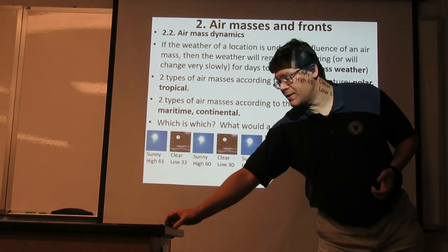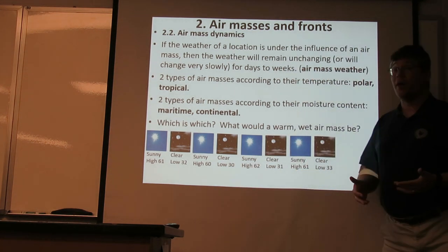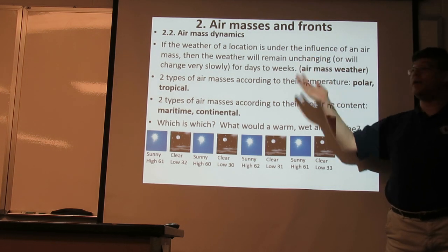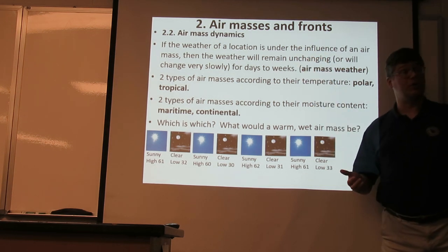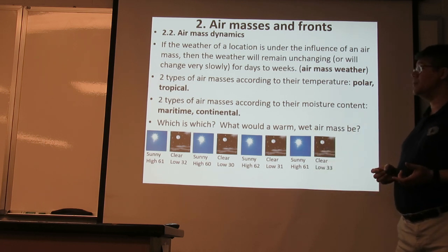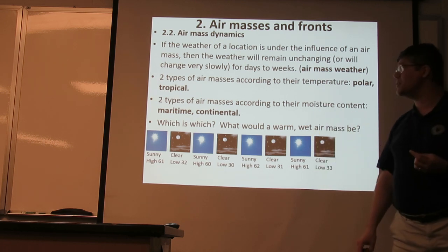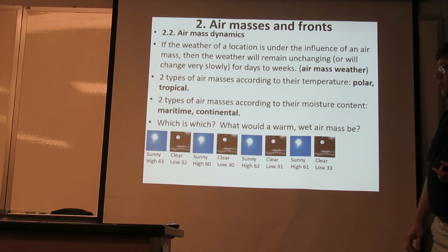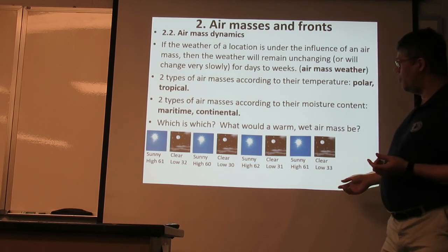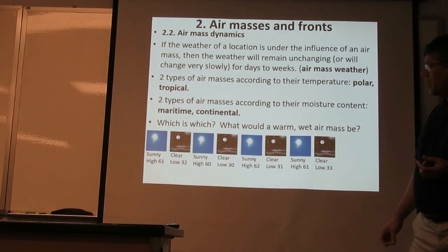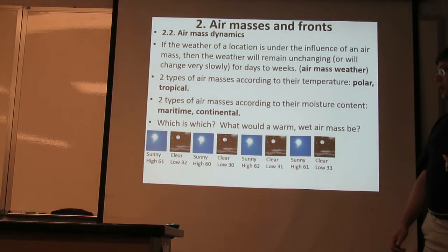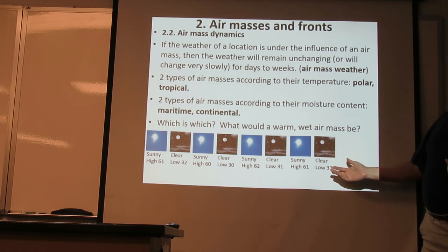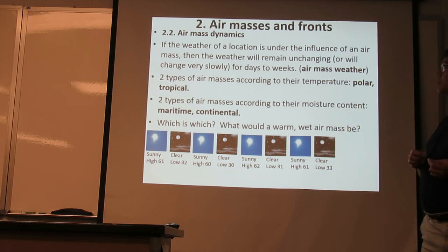If a place has an air mass on top of it, well then the weather will match the air mass, which means we're going to see the same weather, maybe a slow change, but pretty similar weather for several days in a row, or maybe even weeks if the air mass stays long enough. So here's an example. I got the forecast for here at one point, and sunny, high 61, high 60, high 62, high 61, clear, low 32, 30, 31, 33. It's not changing. That's what's typical if we're in an air mass that's controlling our weather.